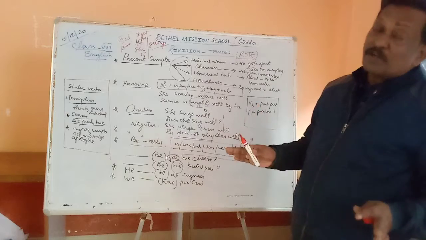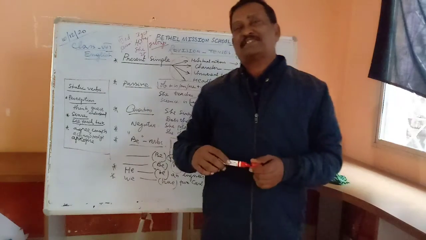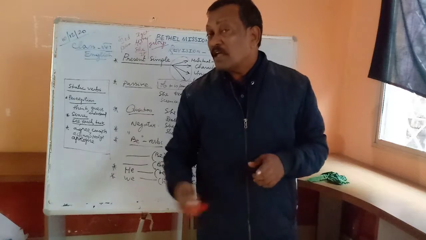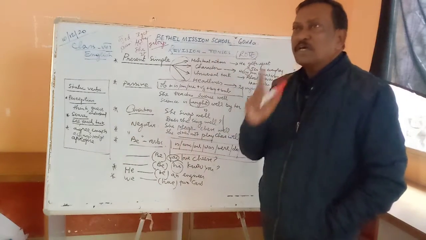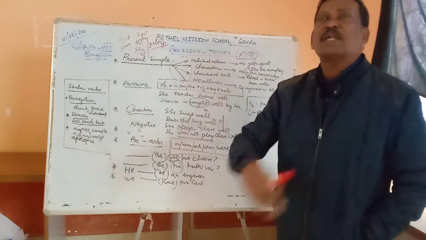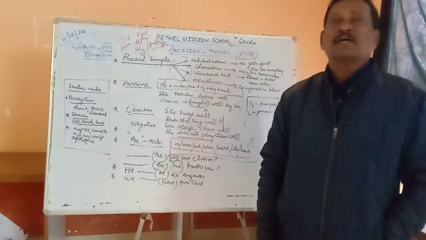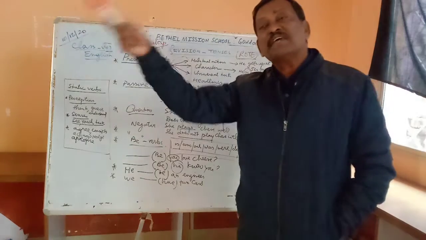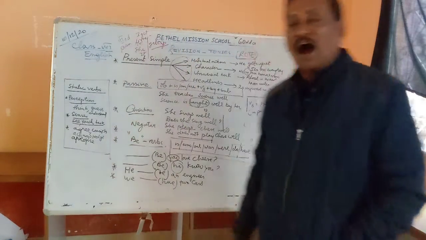So he is an honest man. But we are students. Why "we are"? Because "we" is first person plural, and with first person plural it is "are." They are students. "They" is third person plural, and with third person plural it is "are."